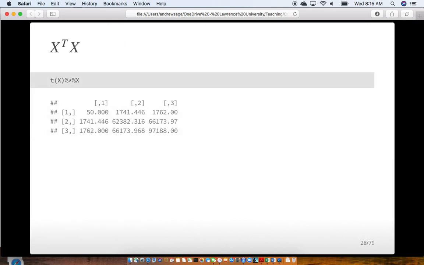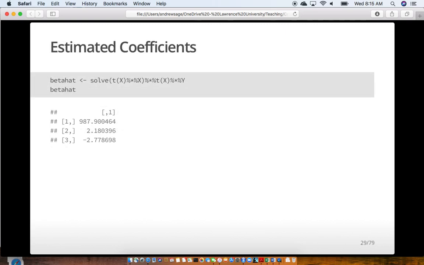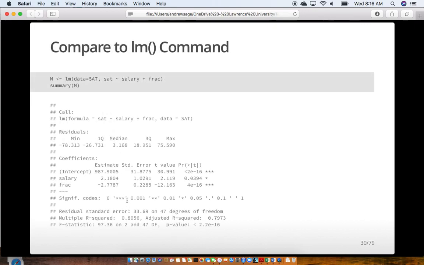We calculate X transpose X in R, as we see, and we can go ahead and calculate beta hat, the least squares estimates for our coefficients. We find the inverse of X transpose X using the solve command in R and multiply that times X transpose y to obtain our least squares regression estimates: beta 0 hat, beta 1 hat, and beta 2 hat. Note that these exactly match the coefficients that you would get using the lm command in R.